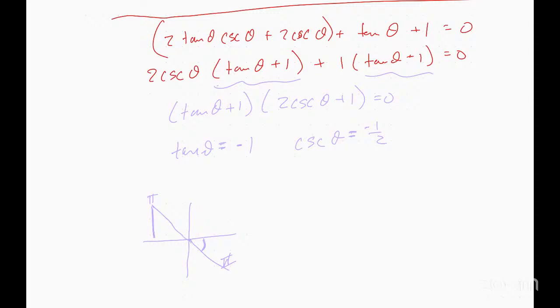And when is the cosecant negative 1/2? That's when the sine is -2. Does that ever happen? Not on the unit circle. It never happens anywhere. The opposite over the hypotenuse can never be bigger than 1 or smaller than -1. So this just does not exist for this one. So that's an extraneous solution. So those are solutions. Okay. Good.